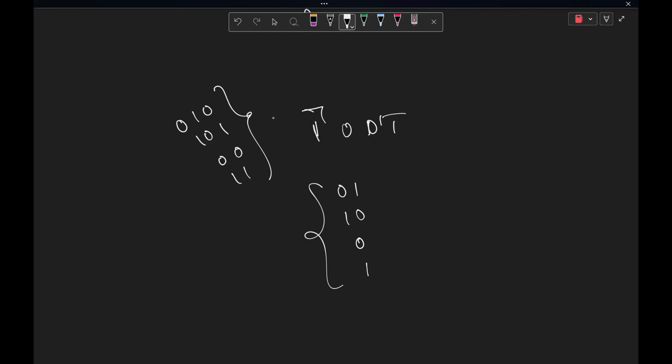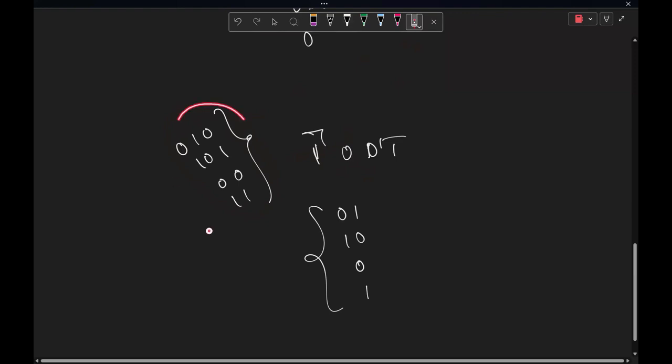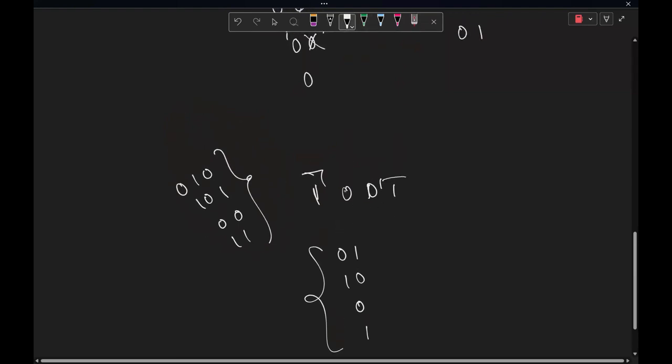You will never have any substring which does not contain at least one of these four as the substrings of the given string. This is something I observed by trying to think about a few cases. And this is fairly simple. You can also try to do it.